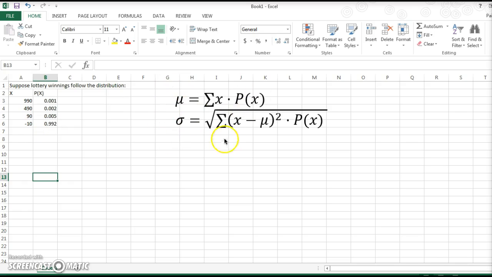Here are the two formulas that we'll be using for the mean and standard deviation. And again, these formulas you should probably write down because we'll be using them a lot. So if we're going to calculate the mean first, we should calculate the mean since we know that the standard deviation involves the mean. So we're going to make a column of x times p of x.